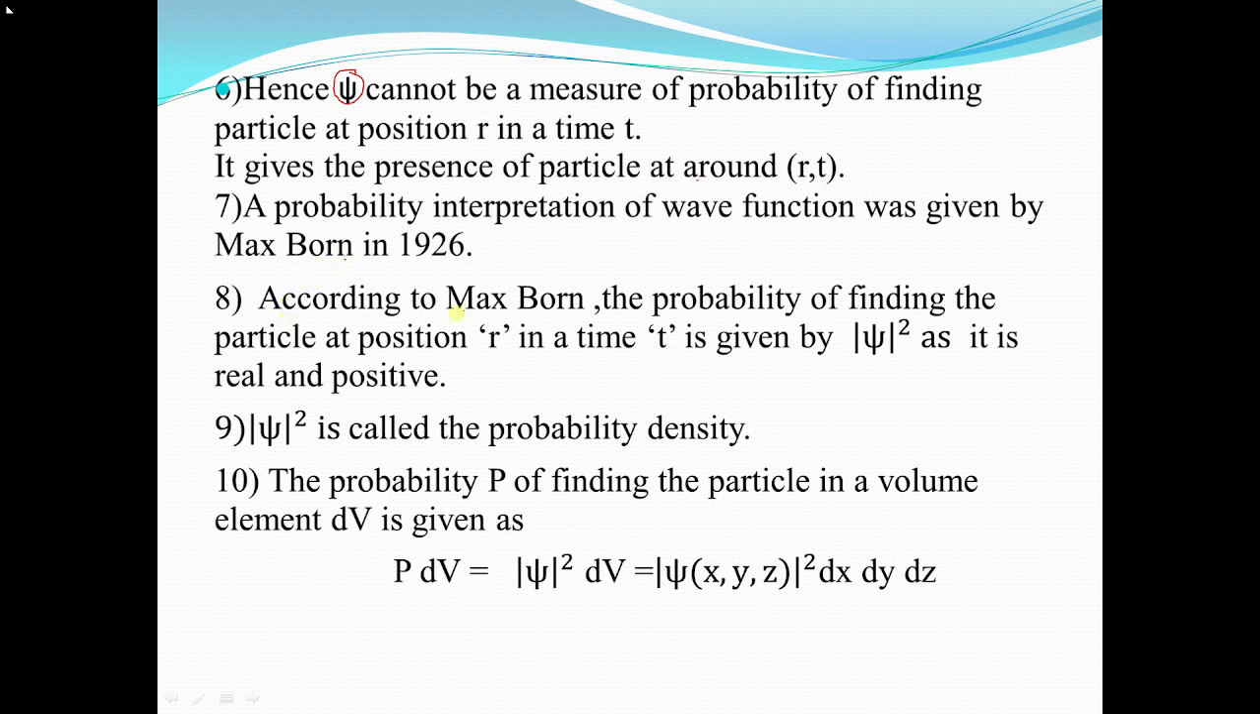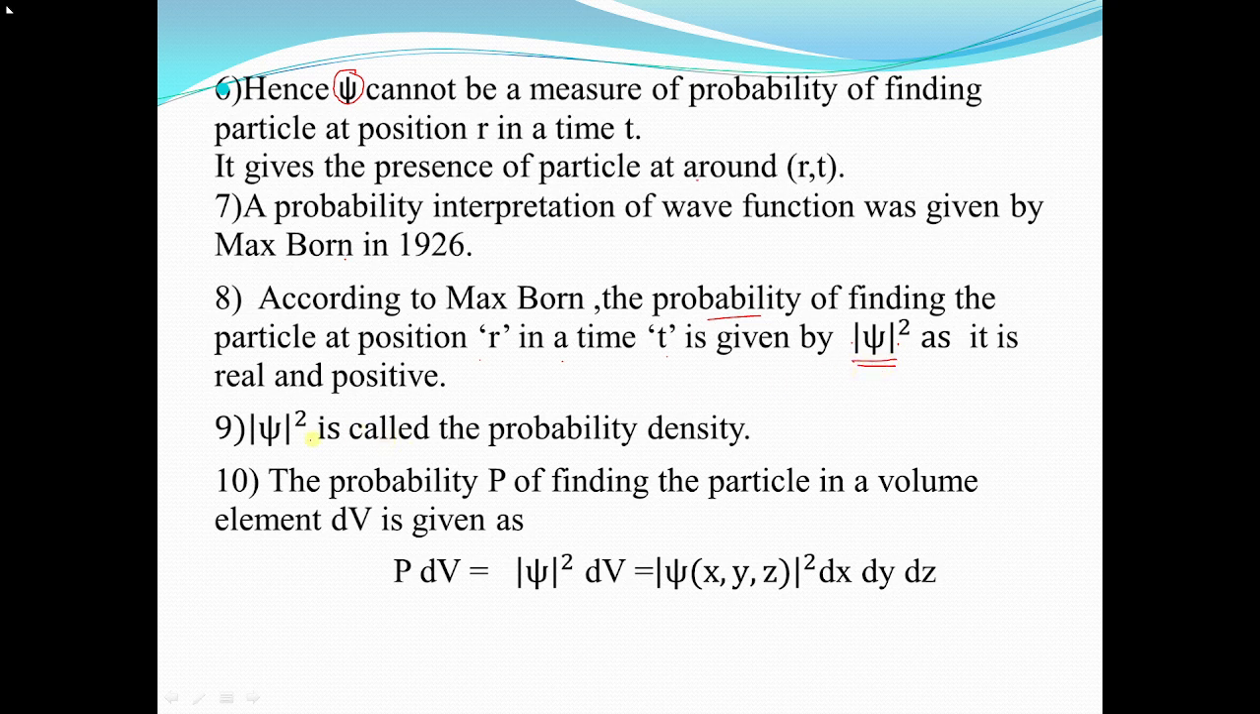According to Max Born, the probability of finding the particle at position r in a time is given by modulus of psi square. It is not given by psi. It is given by modulus of psi square, because if I do square, I'll get positive. Even if the term is negative, if I take modulus, it becomes positive only. So probability is real and positive. So this gives the probability.